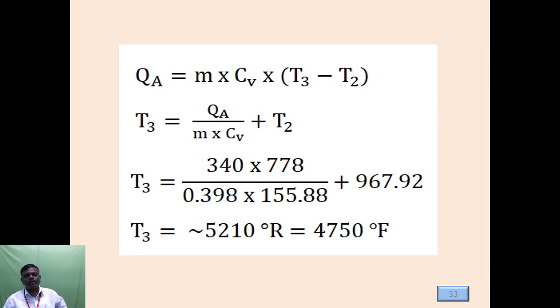QA, heat obtained, equal to mass into CV into T3 minus T2. From that, modifying this equation, T3 equal to QA by M into CV, plus T2. Substituting all those values in this equation, finally we got the T3 temperature, or peak temperature T3, equal to 4750 degrees Fahrenheit.